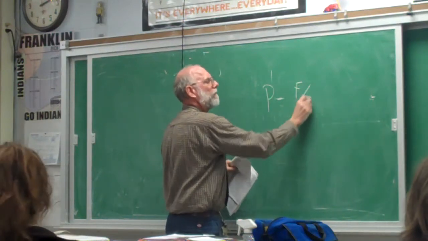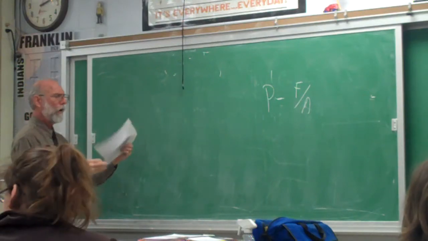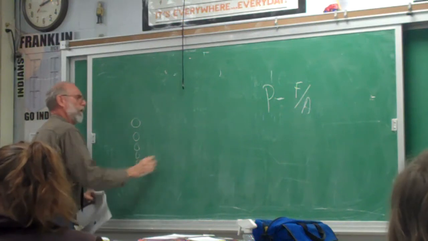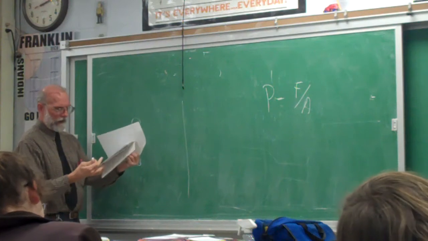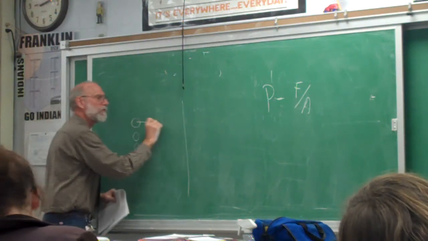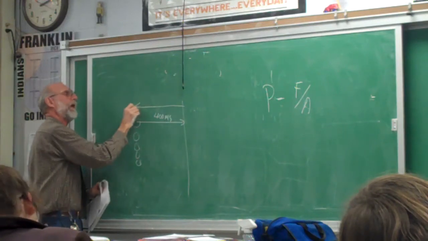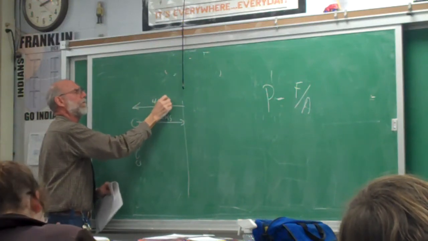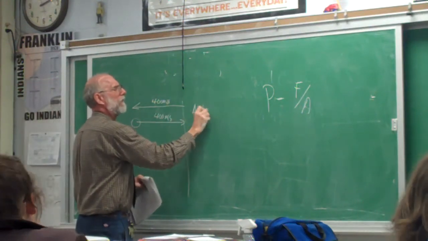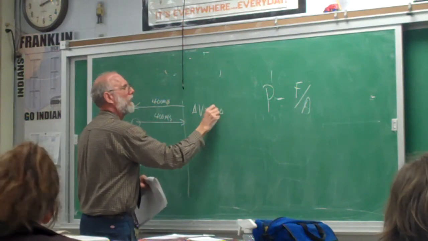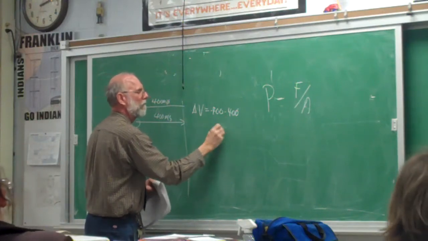Your pressure is force over area. The ball bearings are colliding elastically. So they're going to strike at 400 meters per second, and they're going to bounce back at 400 meters per second. So their change in velocity is 400 minus negative 400, or 800 meters per second.